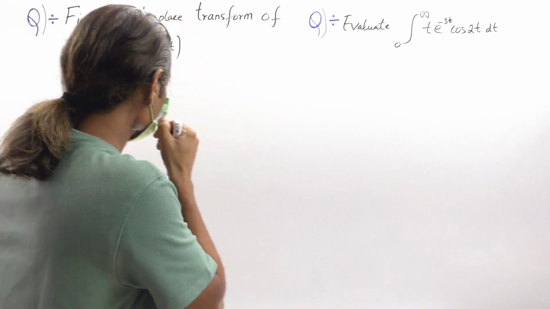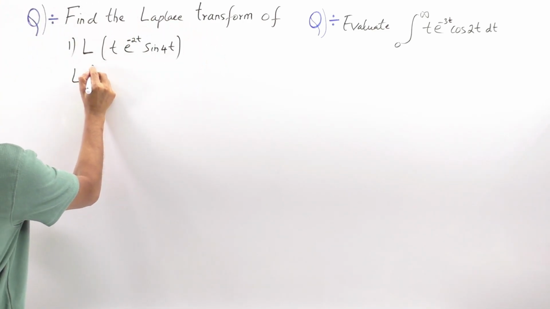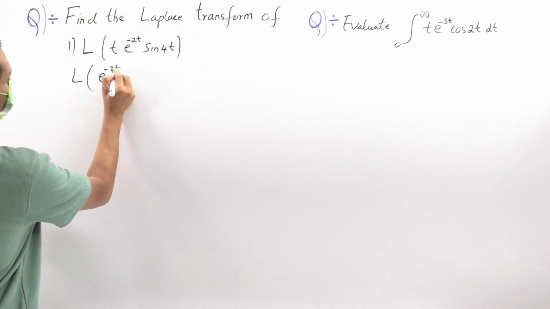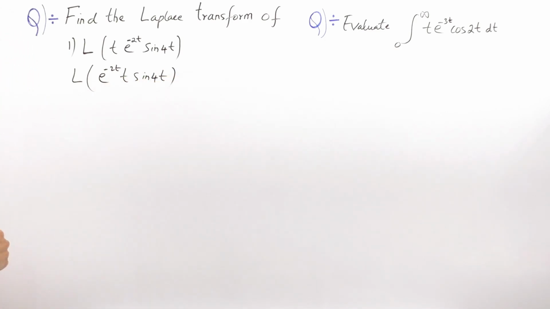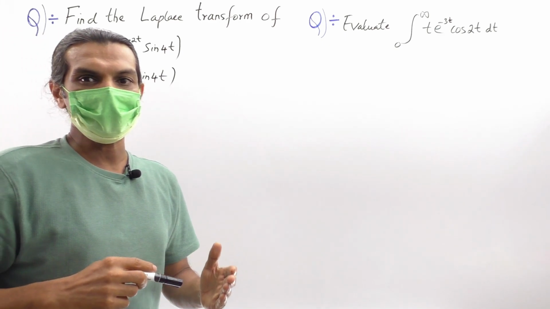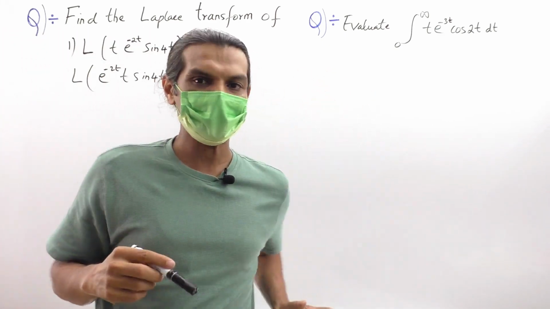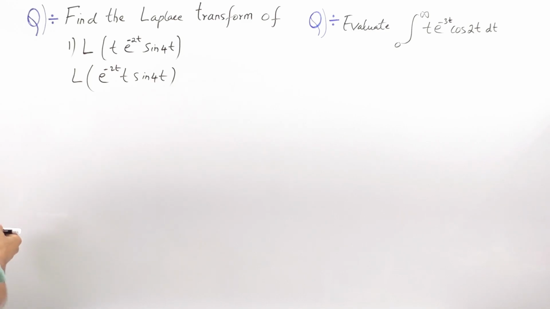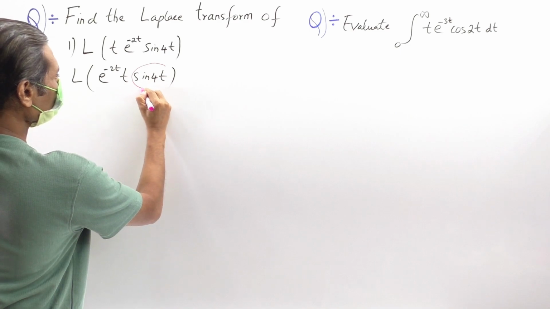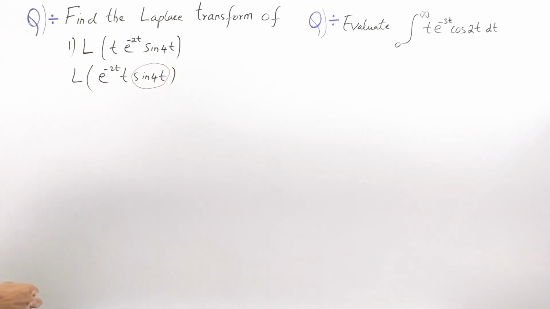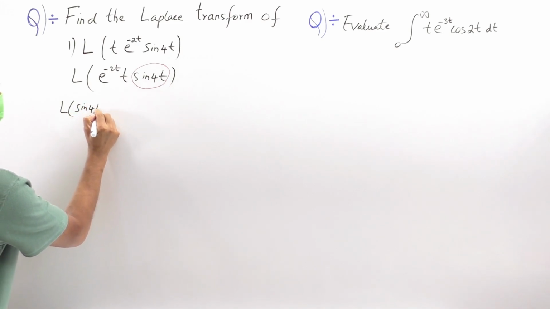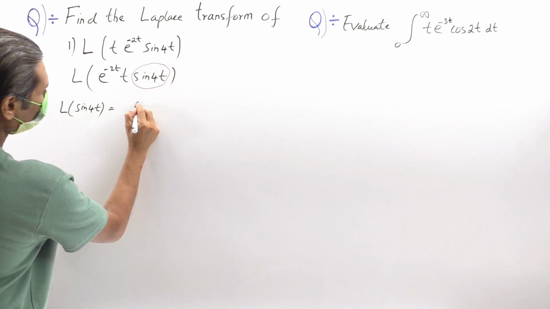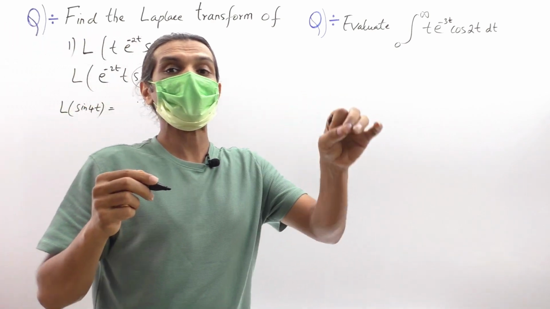I'll show you how. So I write this as Laplace of e raised to minus 2t into t sin 4t. Fine. So I will solve this problem in a very beautiful way, step by step. So first, let's find the Laplace of sin 4t. So we have this as sin 4t. Am I right? So first Laplace of sin 4t, I am solving step by step here, is equal to, what is Laplace of sin at? a by s square plus a square.